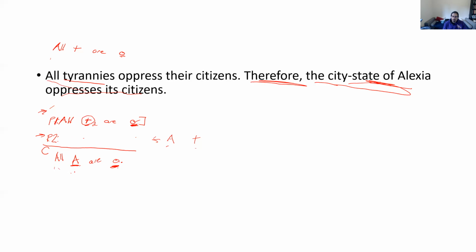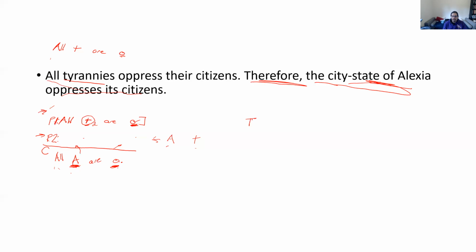Well, let's look at rule number 2. If a term is distributed in the conclusion, then it must be distributed in the premises. We notice here that our A is the subject of an A statement, which means it is distributed. That means that it must be distributed somewhere in premise 2.